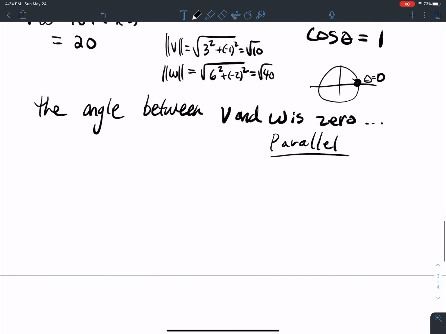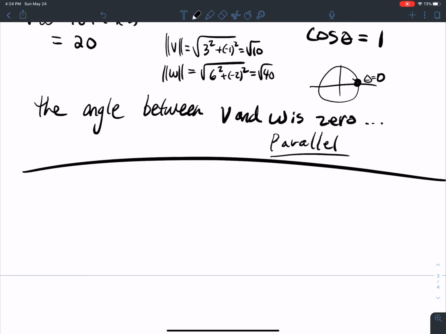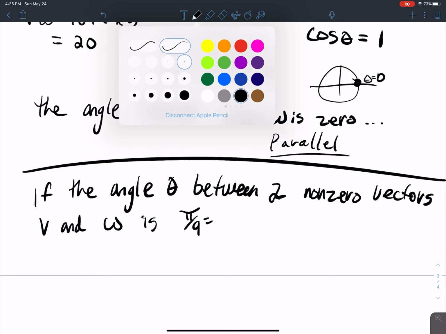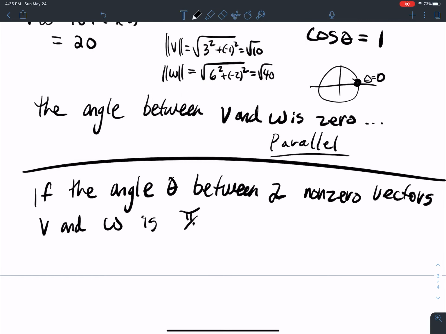Okay? Now, to determine if it's orthogonal, if the angle theta between two non-zero vectors v and w is pi over 2, which is 90 degrees, okay, that's orthogonal.